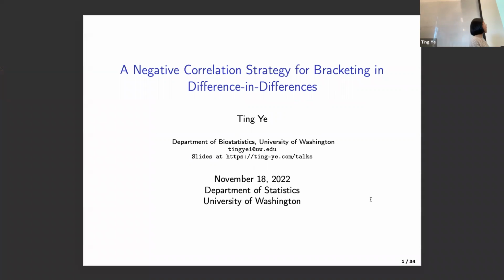So to start this talk, just a little bit about Ting. Ting is a Genentech endowed assistant professor in the biostatistics department at the University of Washington. She received her PhD in statistics in 2019 from the University of Wisconsin-Madison and spent 2 years as a postdoctoral fellow in statistics at the Wharton School of the University of Pennsylvania. Her current research focuses on variance adjustment in randomized controlled trials, Mendelian randomization, and other natural experiment methods for causal inference. So today, I think she'll talk to us about difference in differences.